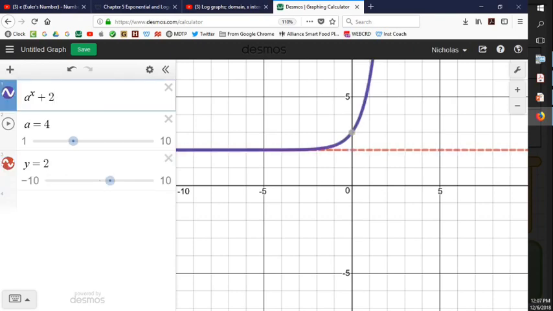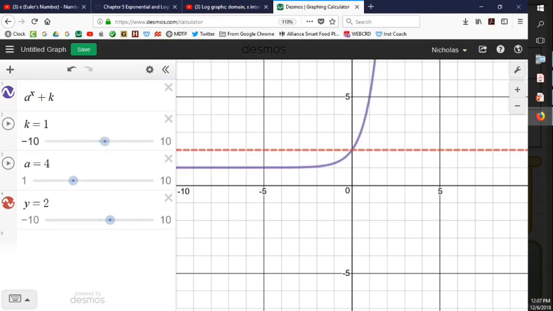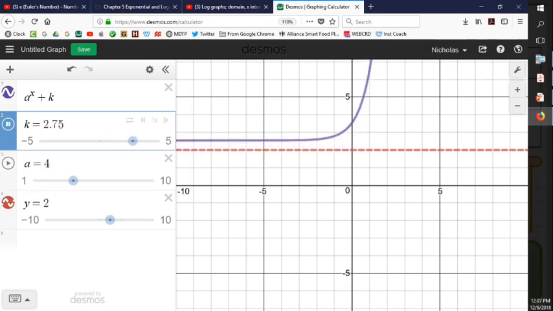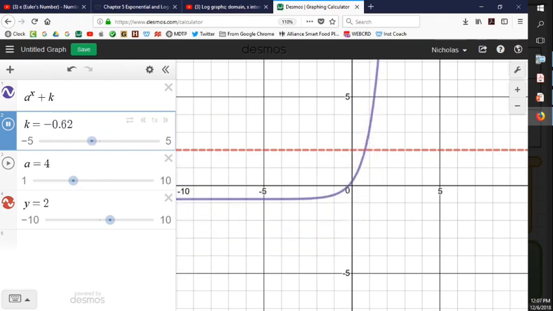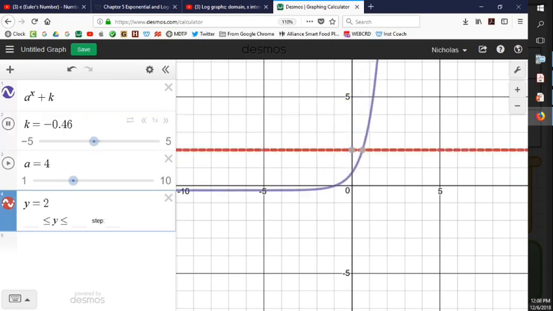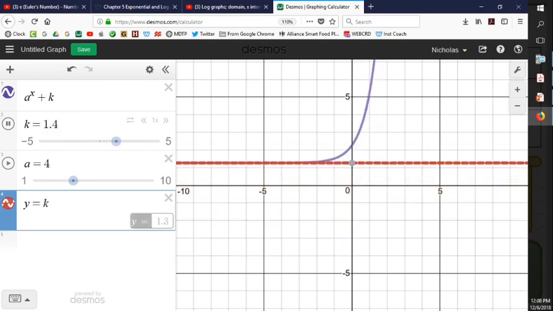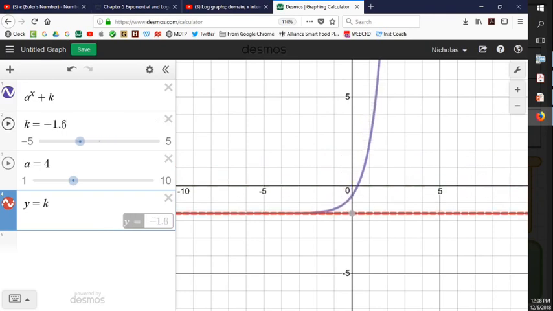Check this out. Let's add a k to it. Let's make a slider from negative 5 to 5 because that's in our window. If I go like this, you guys can see the function just shifting all over the place. But what is not moving with it that should be moving with it? The horizontal asymptote. So what am I going to make my horizontal asymptote equal to? I'm going to make it equal to k. And now it's going to follow. So that is shifting an exponential function up and down.